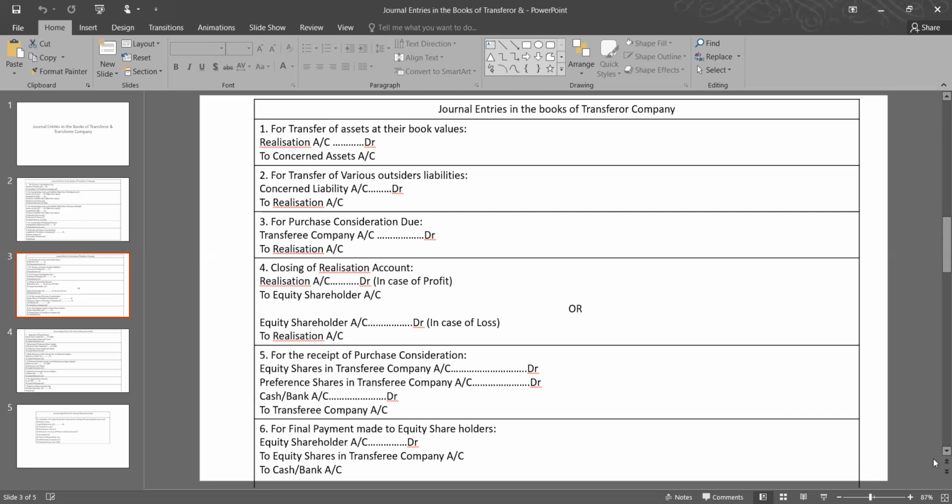After that, we need to pass the journal entry for receipt of purchase consideration. Here the journal entry will be Equity Shares in Transferee Company Account debit, Preference Shares in Transferee Company Account debit, Cash or Bank Account debit to Transferee Company Account. The last journal entry is to make the final payment to the equity shareholders. The journal entry will be Equity Shareholders Account debit to Equity Shares in Transferee Company Account, to Cash and Bank Account.